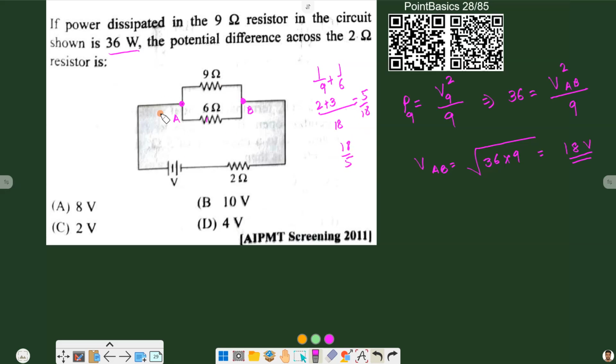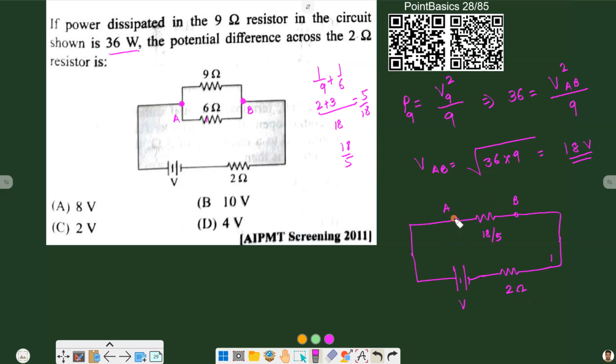So we can reduce this whole circuit something like this, that here we have point A. Now the combined resistance of 9 and 6 is 18 by 5 ohms. Here we have this B point. Here we have potential V, and this is a 2 ohm resistance.